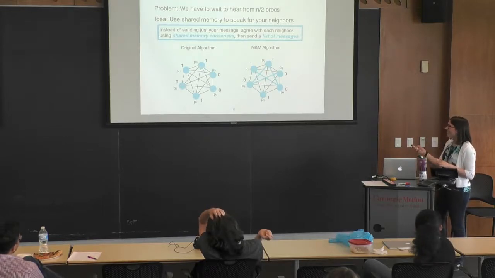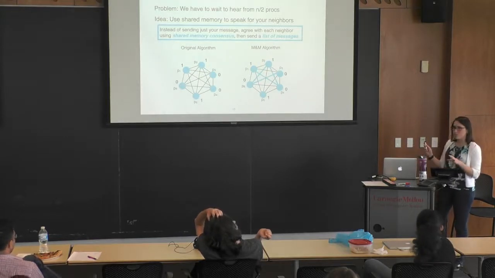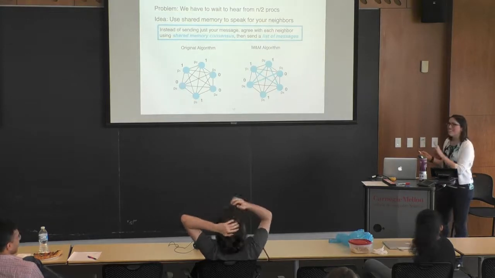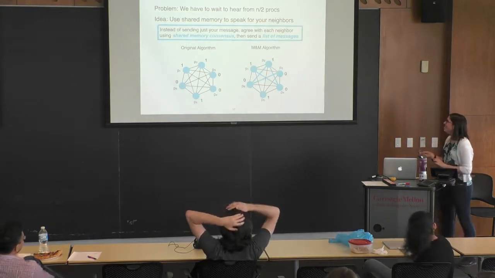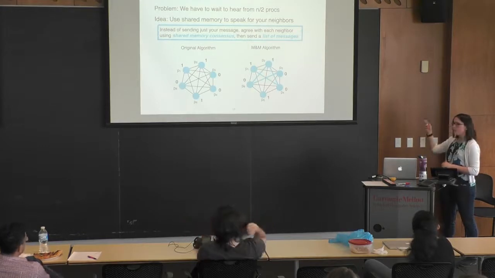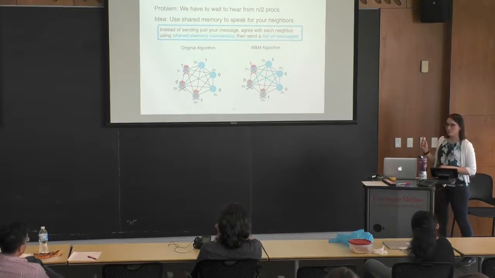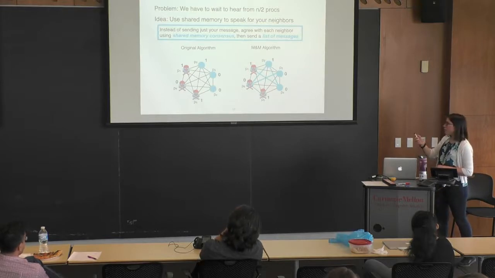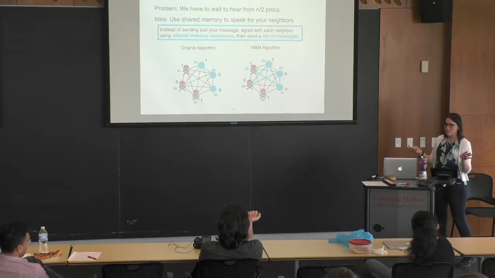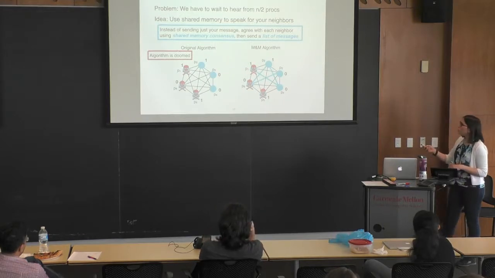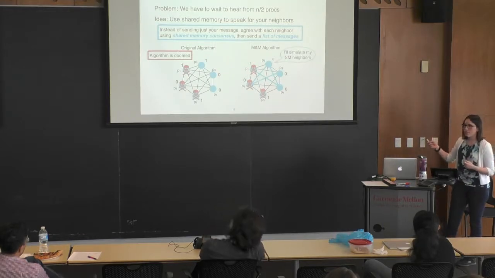So for example, here we have our classic network on the left, our original algorithm with no shared memory edges, and on the right we have the same network but with some shared memory edges. And then we have some nodes that have crashed, right? Since we need a majority of processes not to crash in the classic version, this algorithm is doomed.